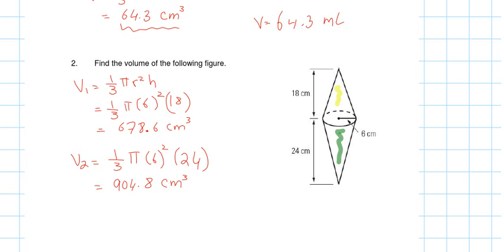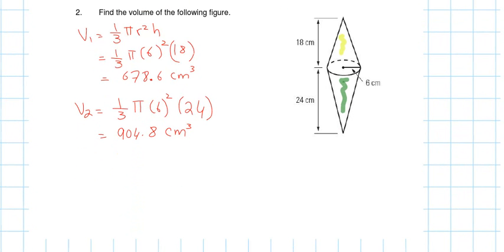Okay, so remember that because I'm looking at the volume, I'm looking at the combo of both. So my total volume is V1 plus V2, and that would be 678.6 plus 904.8, and that's going to be 1583.4.